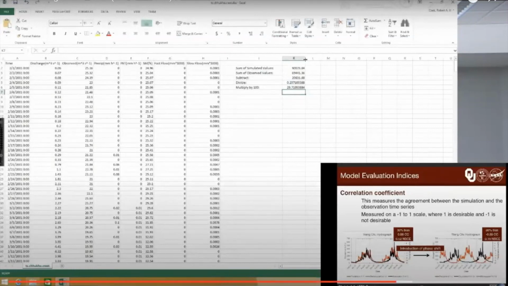The correlation coefficient is a little different, since it measures the agreement between the simulation and the observation time series. From side to side rather than up and down. So you can think of it as sort of a time matching thing. This is measured from side to side instead of time to time.